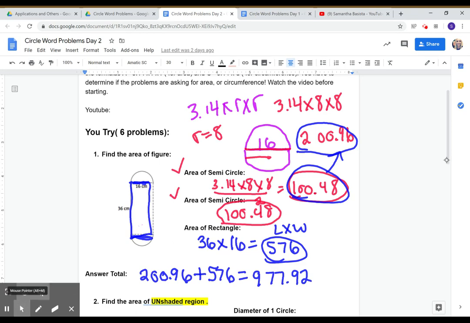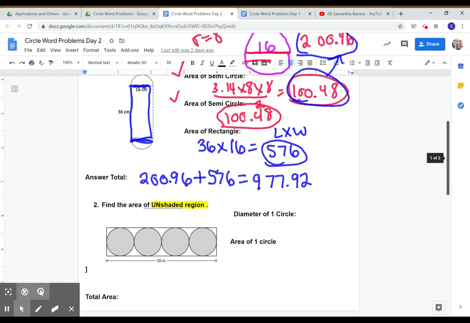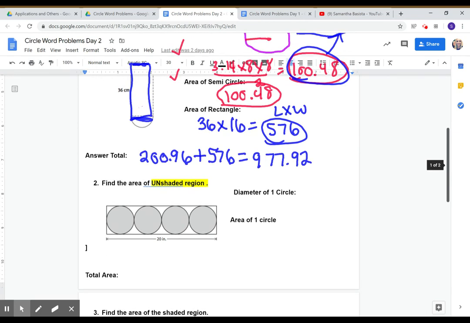All right, let's try number 2. I crossed this out on yours. I actually want you to find the shaded region. On your document, it should say shaded region because I'm editing this, but I want you to find the area of the shaded region. So let's look at all the circles. I have 1, 2, 3, 4 circles. If I find the area of one circle, I can then find the area of all the circles.